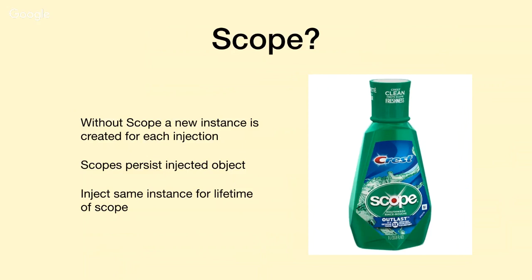So scopes, like I said, it's for reusing your injections. Without a scope, we'll be recreating a new object every time, most likely. But with the scope, it will persist your object and provide it again throughout injection, whenever it's injected again.